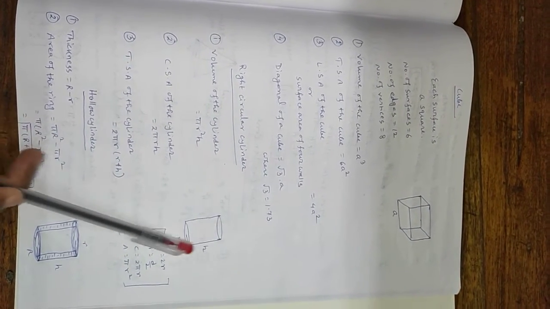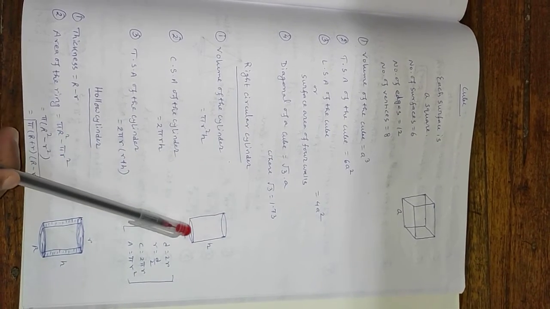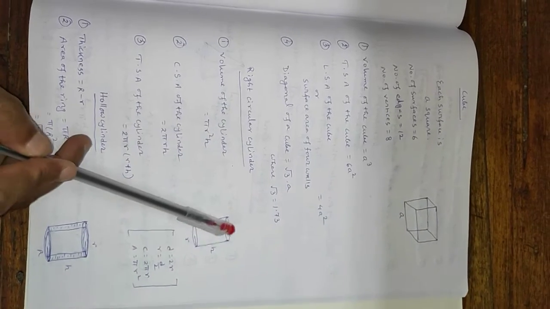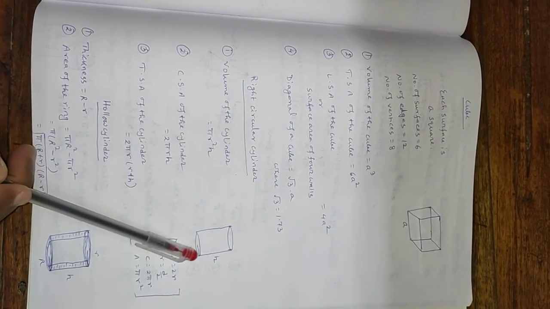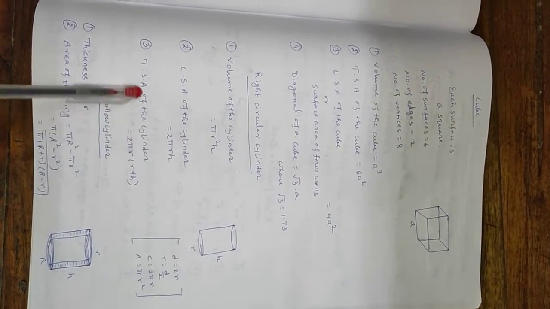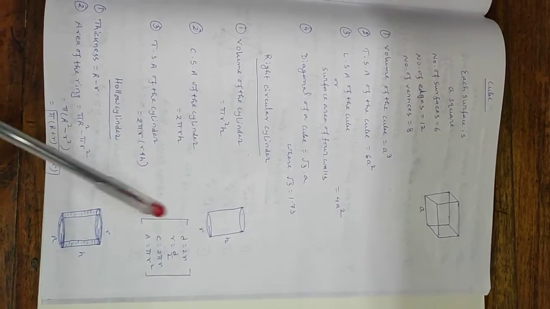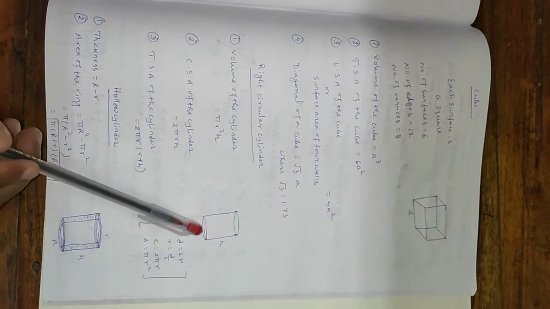Curved surface means only this portion. Without taking both the circles, it is called curved surface area. So when you are talking about curved surface area, we don't need to take these circles, only this body. Formula 2 pi r h. And third, TSA of the cylinder, 2 pi r (r plus h). TSA means curved surface including both the circles.